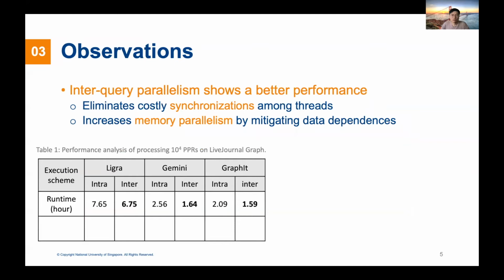According to our performance evaluation, inter-query parallelism shows better performance for most of the cases. It is because of two reasons. First, it eliminates costly synchronization among threads as threads are executing independently. Second, it increases the memory parallelism by mitigating data dependencies caused by the graph structures.